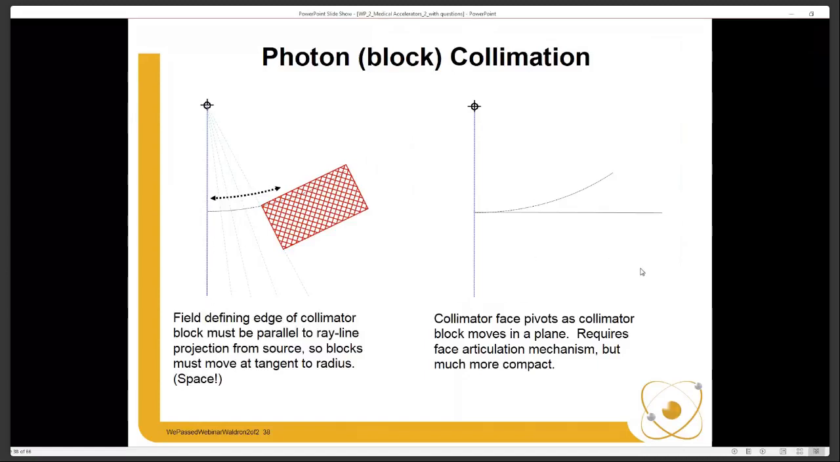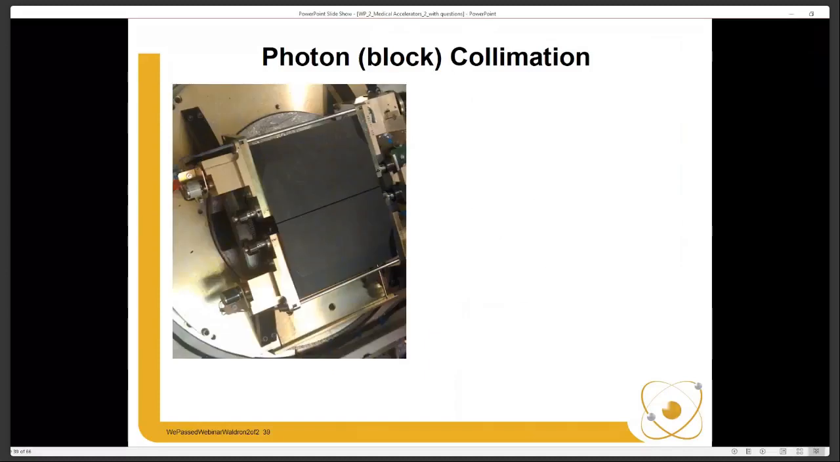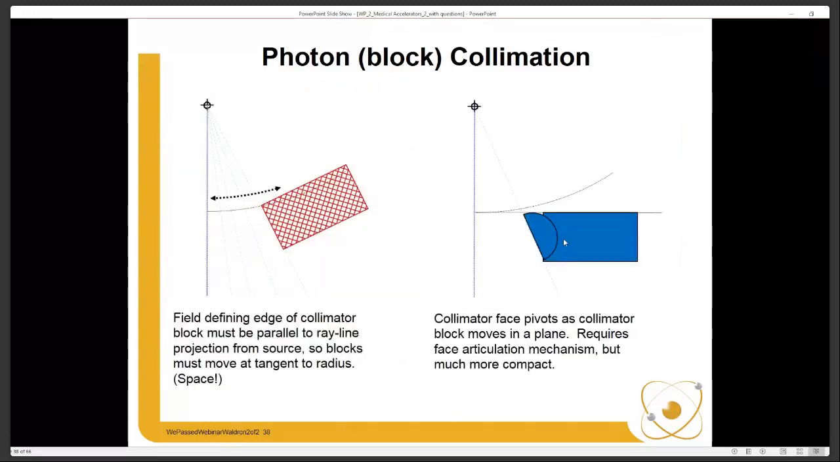One way to save space, some of my older Siemens machines have this, is that we have the face of the block pivot as it moves, and this allows the entire block to move in a plane rather than taking a curved path, and so saving a significant space. And this is a fairly recent development. If you have Siemens machines, if you've got a Siemens Primus, you probably have this type of collimator, at least for one set of jaws.